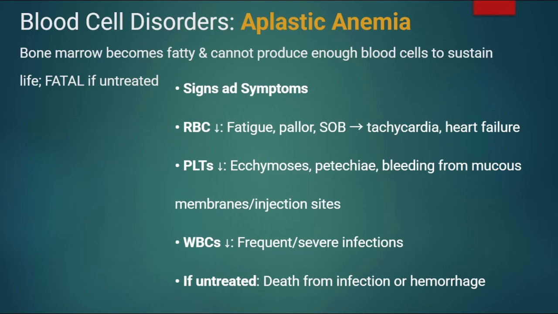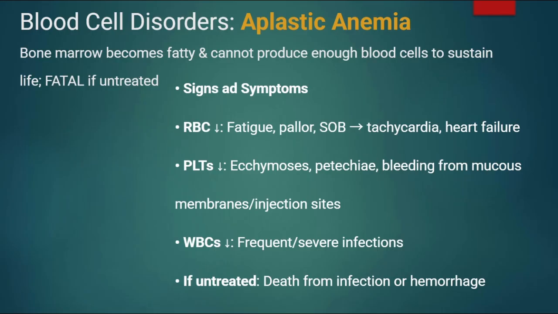Aplastic anemia, or hypoplastic anemia, causes pancytopenia, a reduction in red blood cells, white blood cells, and platelets. Because of this, the signs and symptoms reflect problems in all three blood cell lines. With low red blood cells, patients develop fatigue, pallor, and shortness of breath because their tissues are not receiving enough oxygen. As the anemia worsens, the heart compensates, leading to tachycardia and eventually heart failure if untreated.